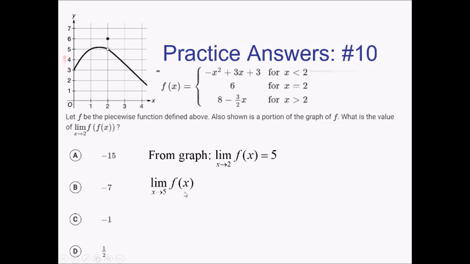So as x approaches 5, well, let's see here. The graph doesn't have x equals 5 shown, but we have a formula for what happens at x equals 5. That's going to be solidly in this last rule here. So we're just going to be doing 8 minus 3 halves times 5. This is really 16 halves minus 15 halves, which is going to come out to 1/2. Choice D.